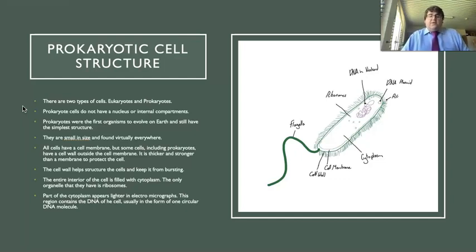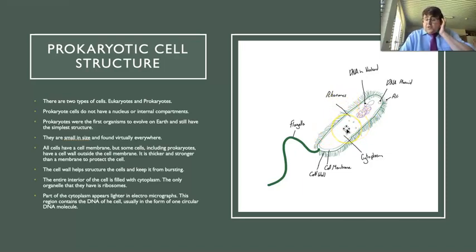Like all cells, they have a cell membrane. Prokaryotic cells, on the other hand, also have a cell wall, which is outside of the cell membrane. It's thicker and stronger than a membrane. They don't have any skeletons or protection like we do, so they need to have that cell wall to help provide structure for the cell.